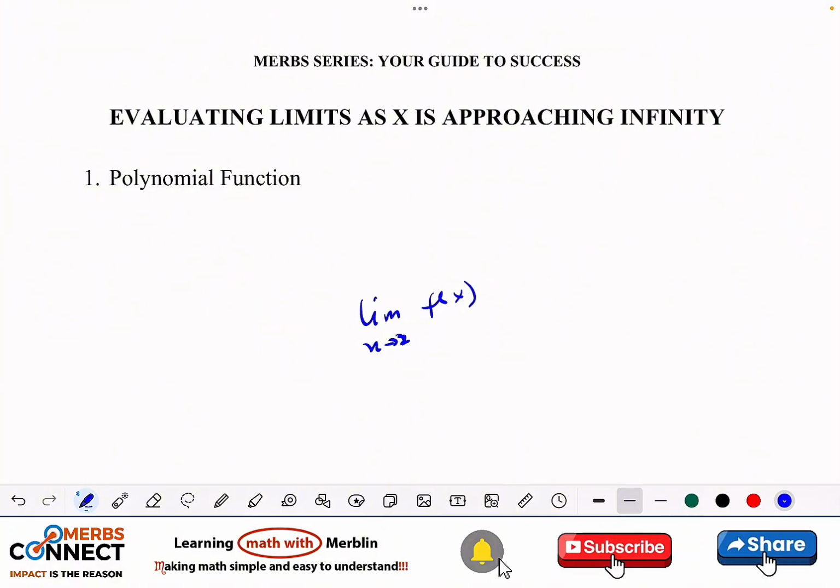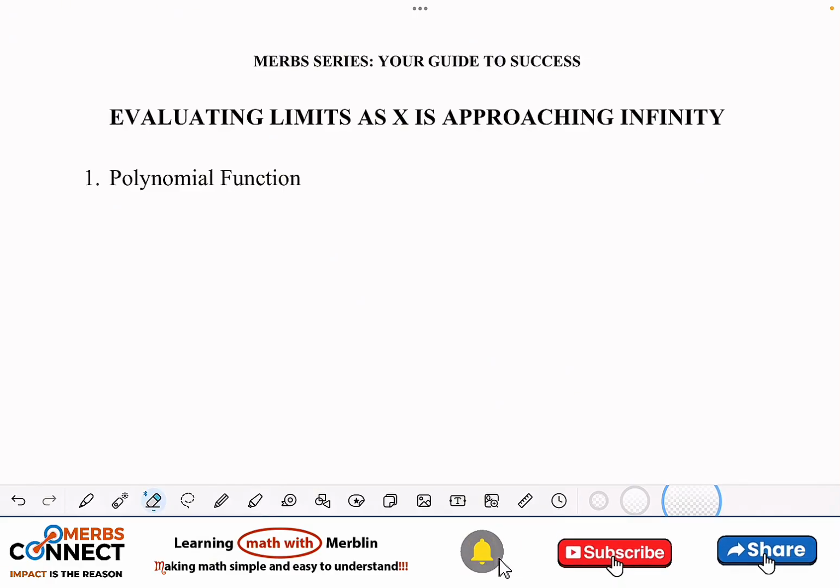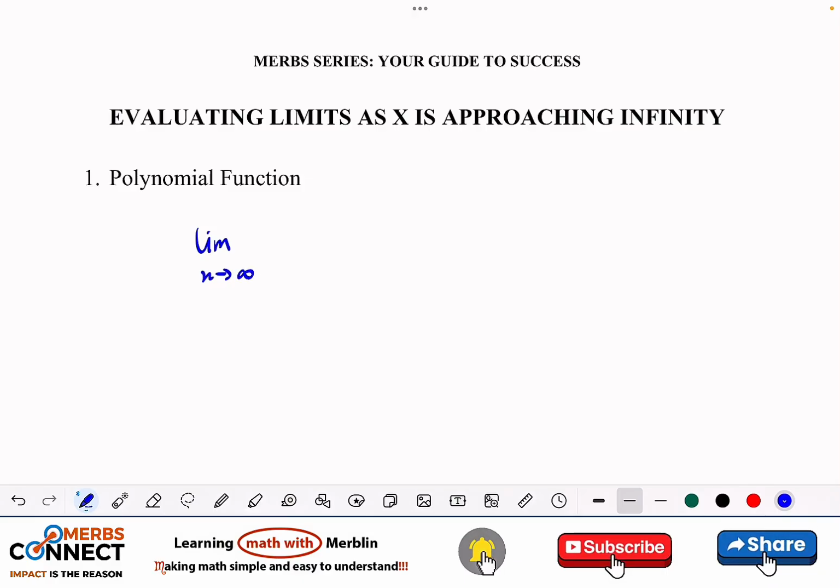Now, in this video, what we are going to talk about is very simple. We are going to talk about evaluating limits, but here x is approaching infinity. As x is approaching infinity, we look at types of functions and how they behave. For example, we start with the polynomial function again. When I want to find the limit as x is approaching infinity, what am I going to get? That is basically what we just need to look at.